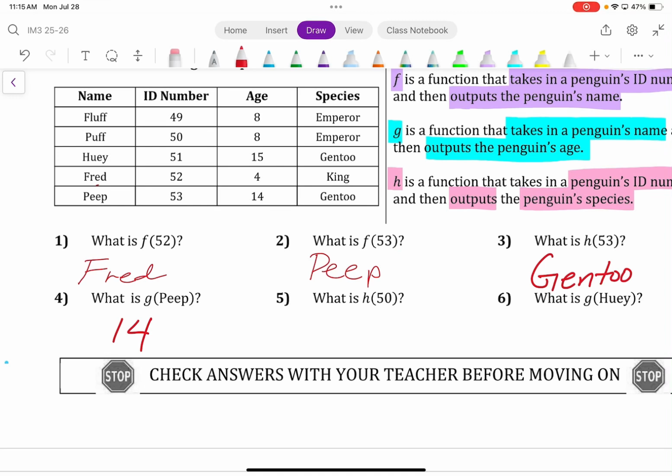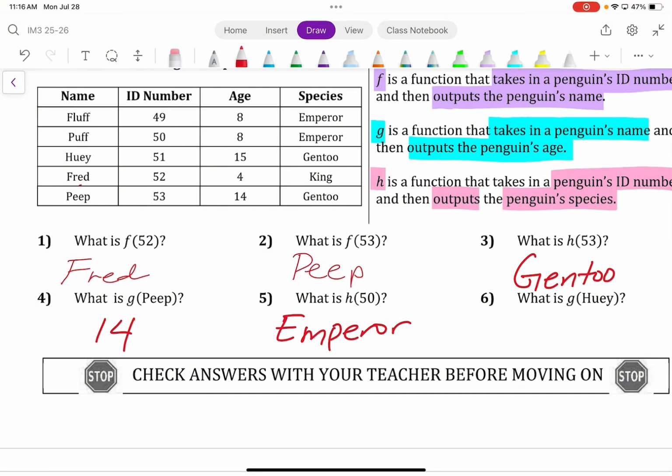h of 50. Jackson, h of 50. What do we get? Emperor. So we have Emperor. And then g of Huey. Lorena, g of Huey. g takes in the penguin's name and outputs the age. So how old is Huey? 15. Excellent. It's pretty straightforward, right? Each function is different, gives you different information. So let's move on.